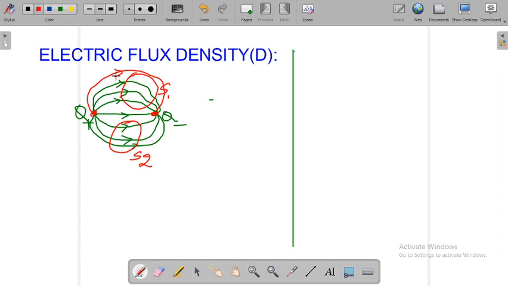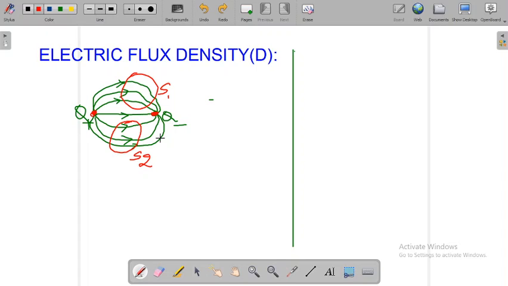So consider an area S1, and here also some area S2. This flux crosses the surface area S1, and here these flux lines cross the surface area S2. If I want to measure the flux per unit surface area, in that case we have the flux density. Flux density is nothing but flux per unit surface area.